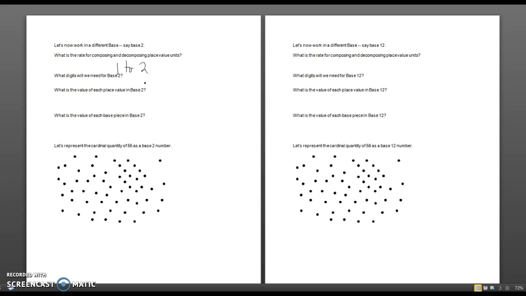to 2. What digits do we need in base 2? Well, we need a 0, and we need a 1, and that's it. What is the value of each place value in base 2? So I'll get some lines going here. Again, these are just standing for where my digits go.